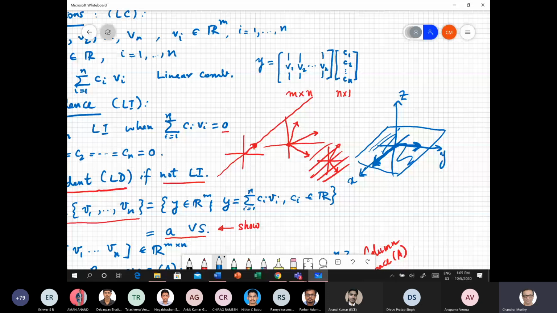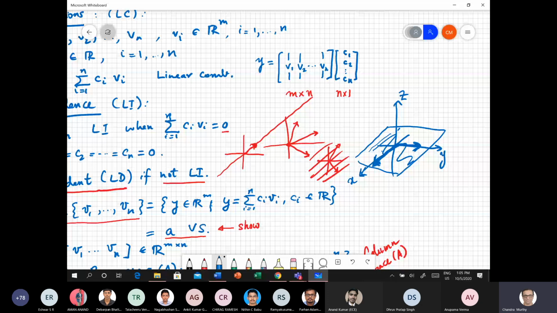Any linear combination I take of these two vectors, C1 V1 plus C2 V2, will always be of the form C1 V11 plus C2 V21, C1 V12 plus C2 V22, and 0. So this third component will always be 0. So it will always lie in the XY plane.